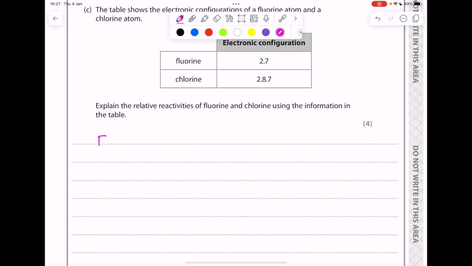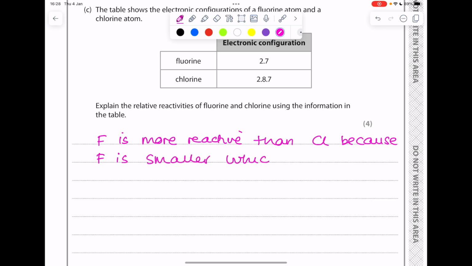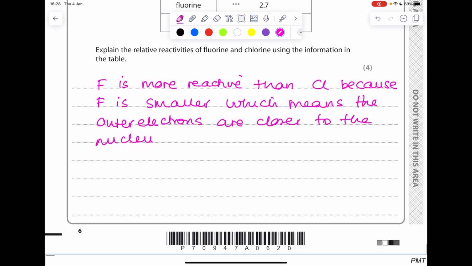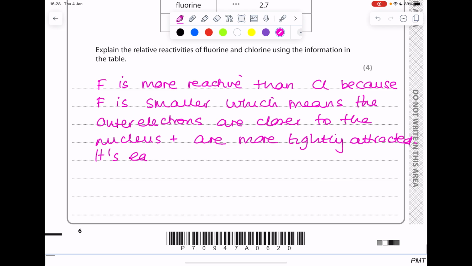So we'll write fluorine is more reactive than chlorine because fluorine is smaller, which means the outer electrons are closer to the nucleus and are more tightly attracted. It's easier for fluorine to gain an electron.